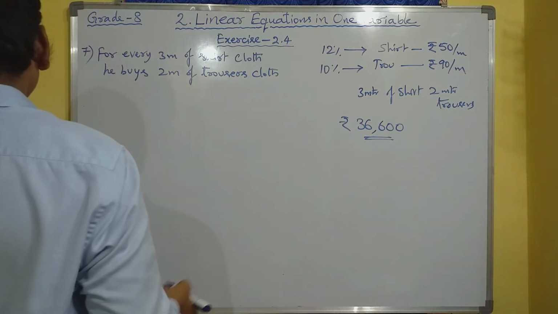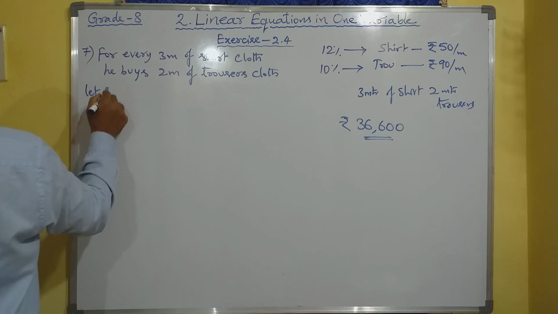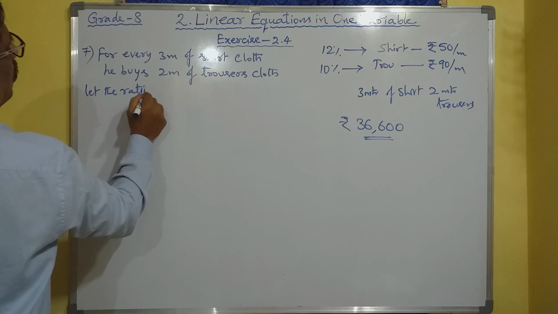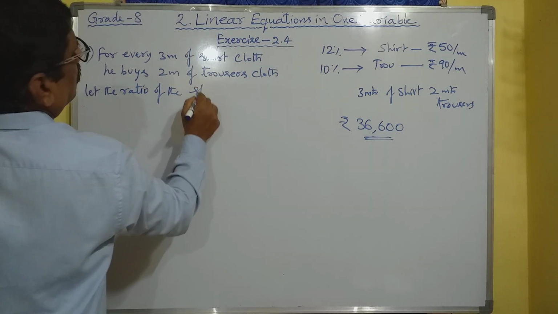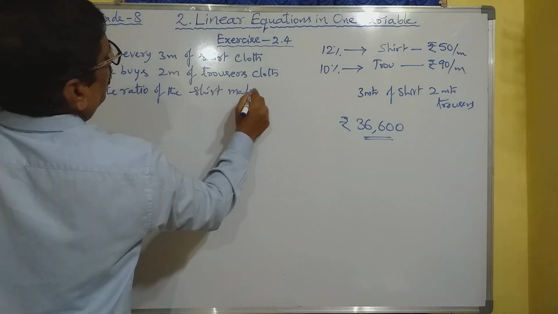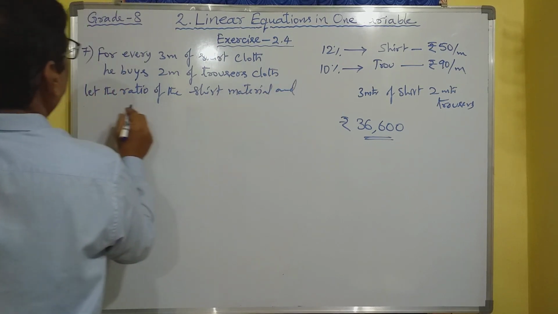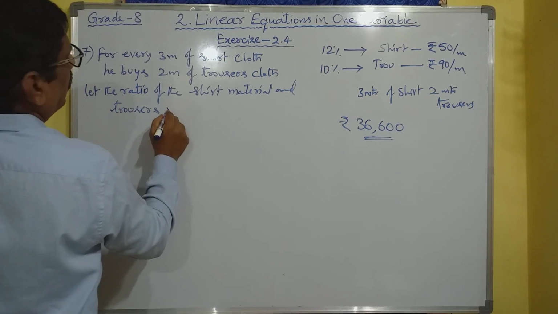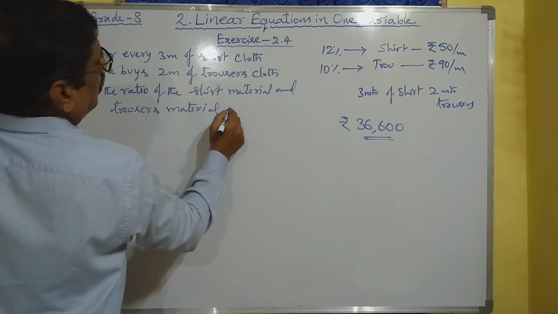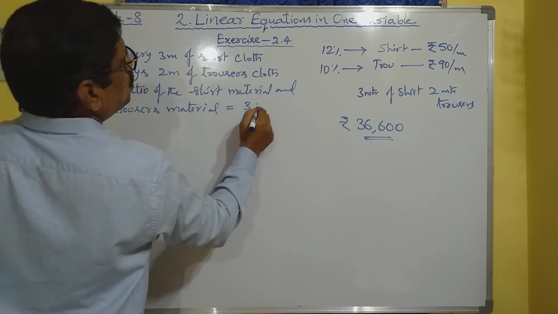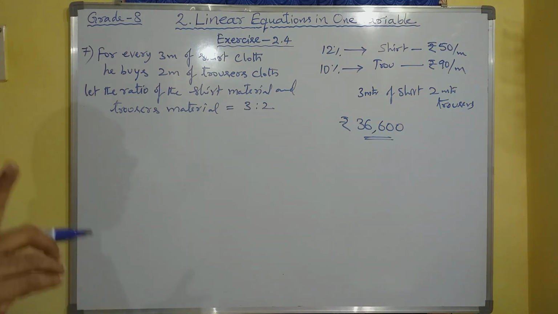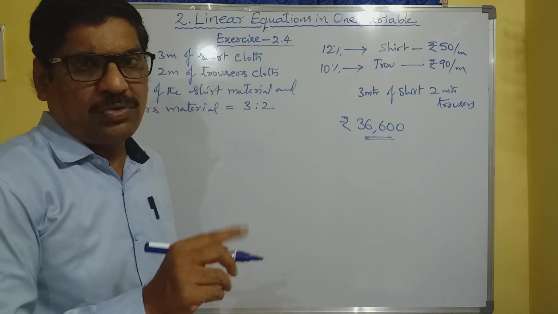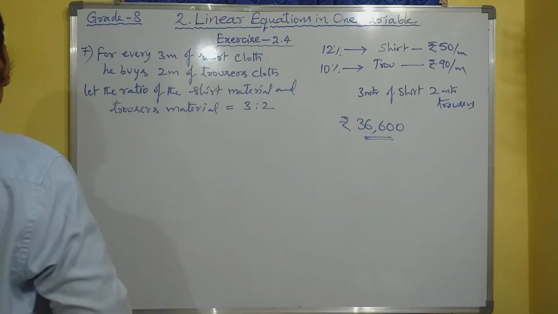So let us take the ratio of the shirt material and trousers material is equal to 3:2. Why? Because whenever he buys 3 meters of cloth for a shirt, he buys 2 meters of trousers cloth also. So we have taken 3:2.